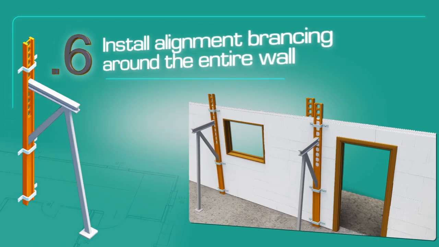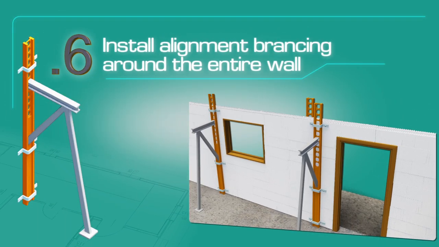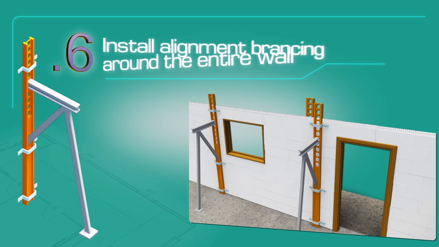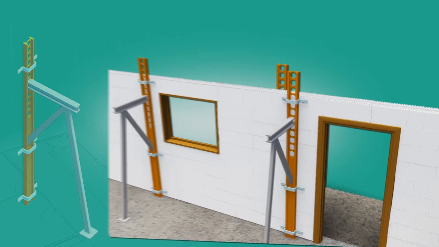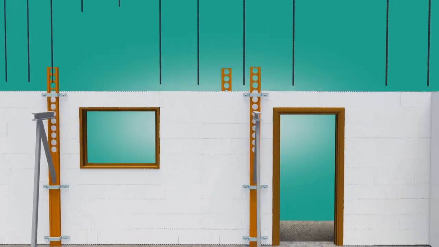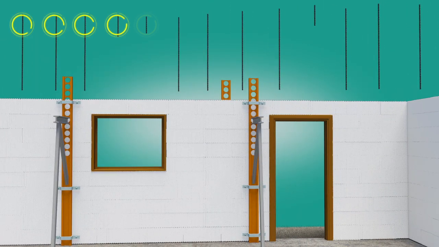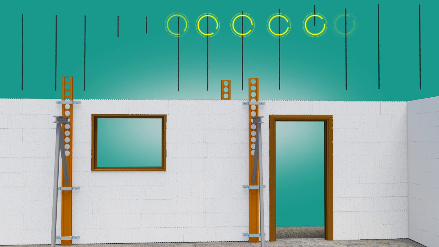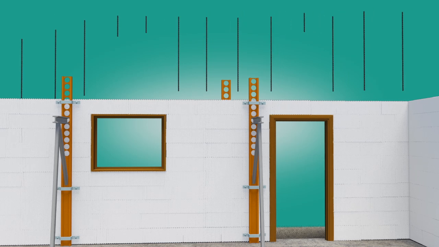Install alignment bracing around the entire wall of the structure to ensure that the walls are straight and plumb, and to enable alignment adjustment before and during the pour to maintain the walls plumb. The bracing also serves the dual purpose of providing a secure and safe framework to support scaffolding planks once 5 courses have been stacked.